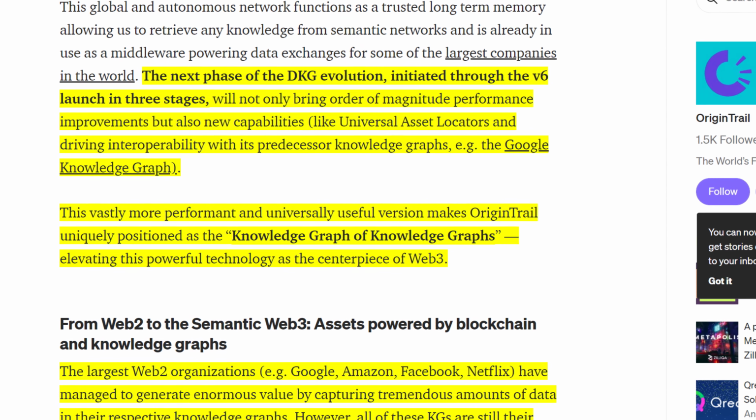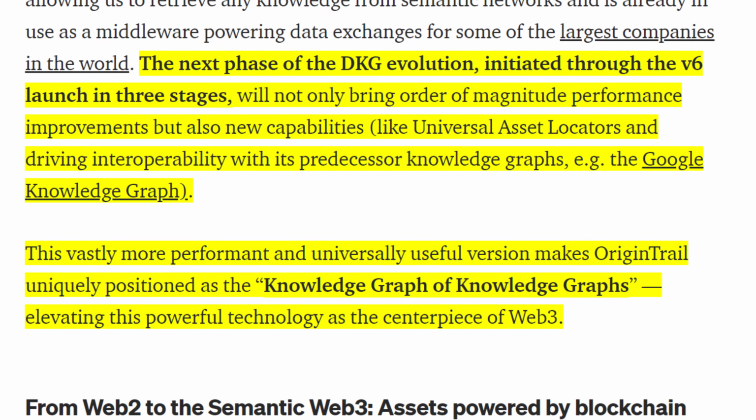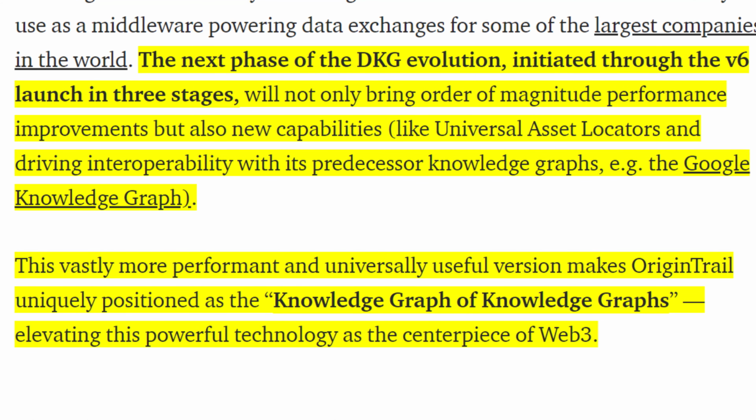And what we're doing is we're releasing version 6 of the network. And it says the next phase of the DKG's evolution will be facilitated by the upcoming 3 phases. It says it will not only bring order of magnitude performance improvements, but also new capabilities like universal asset locators and driving interoperability with its predecessor knowledge graphs, the Google Knowledge Graph. This is a vastly more performant and universally useful version of OriginTrail, uniquely positioned as the knowledge graph of knowledge graphs, elevating this powerful technology as the centerpiece of Web3.